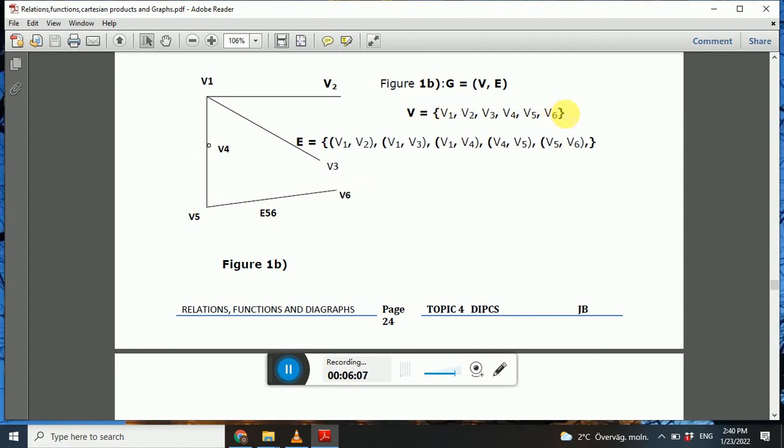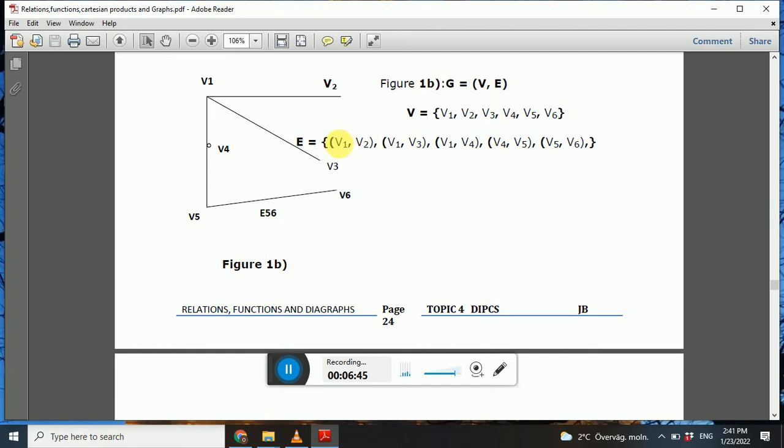So this is the set of vertices, and the set of edges are V1 to V2, that is one edge, V1 to V3, that's another edge, V1 to V4, that's another edge, V1 to V5. Do we have a direct edge here? I think this should not be part. Oh, no, it is V4 to V5, yes. V4 to V5, we have an edge, yes. And V5 to V6, we have an edge.